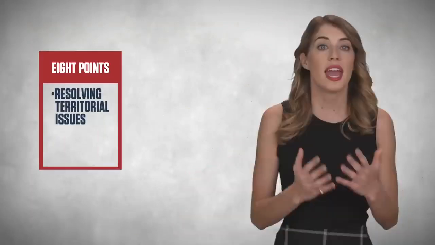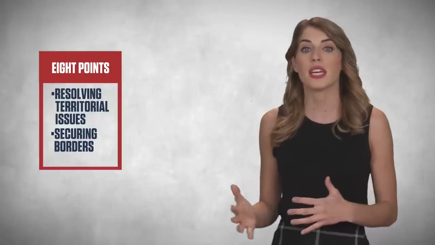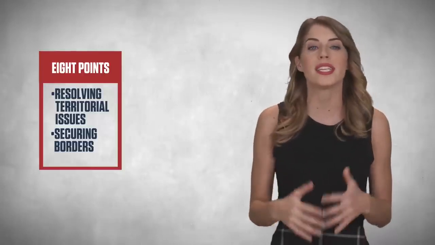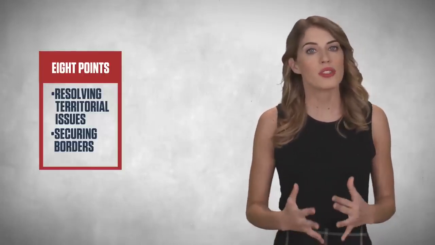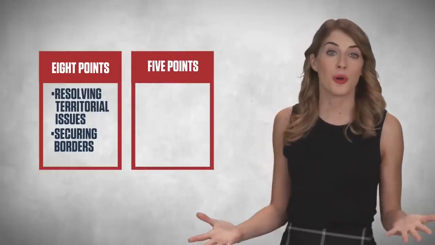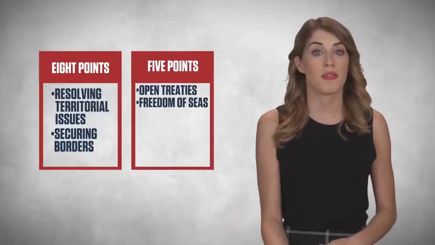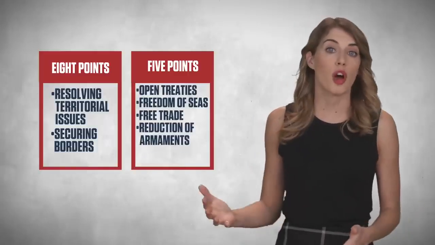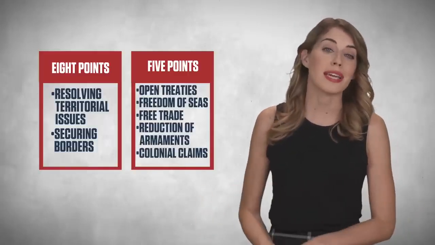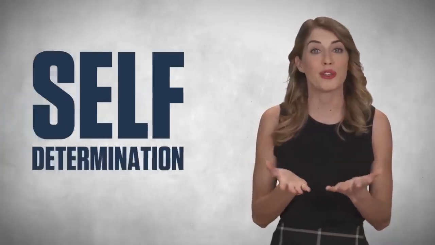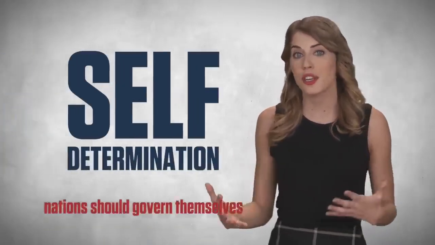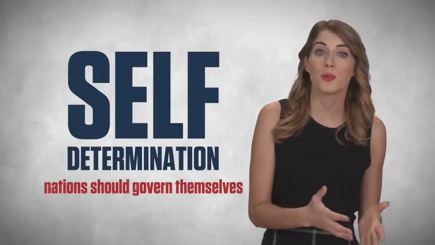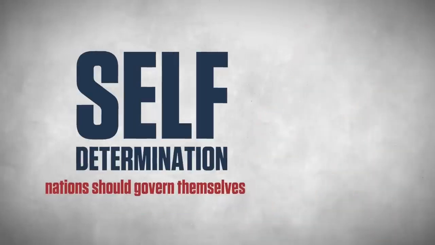8 of the 14 points were aimed at resolving specific territorial issues among the countries involved in combat, and securing borders and statehood for Italy, the Turkish part of the Ottoman Empire, Poland, and Austria-Hungary. 5 points covered general principles for a peaceful world: open treaties and agreements, freedom of the seas, free trade, reduction of armaments, and adjustment of colonial claims to land. These were all based on the principles of self-determination, the idea that nations should have the right to govern themselves without interference from other countries.